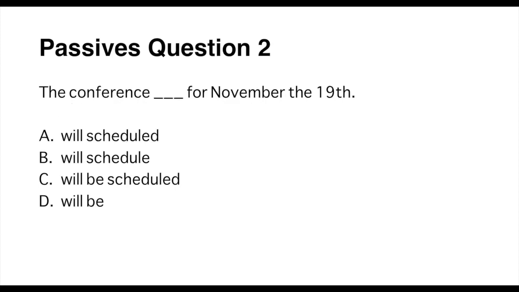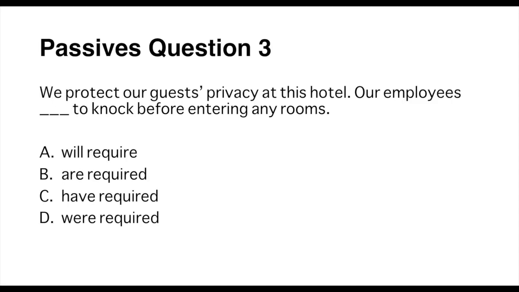Number 2. The conference blank for November the 19th. A. Will scheduled. B. Will schedule. C. Will be scheduled. D. Will be. Number 3. We protect our guests' privacy at this hotel. Our employees blank to knock before entering any rooms. Will require, are required, have required, were required.